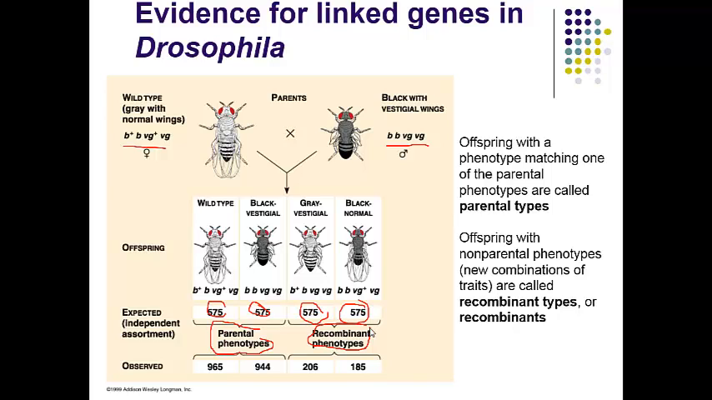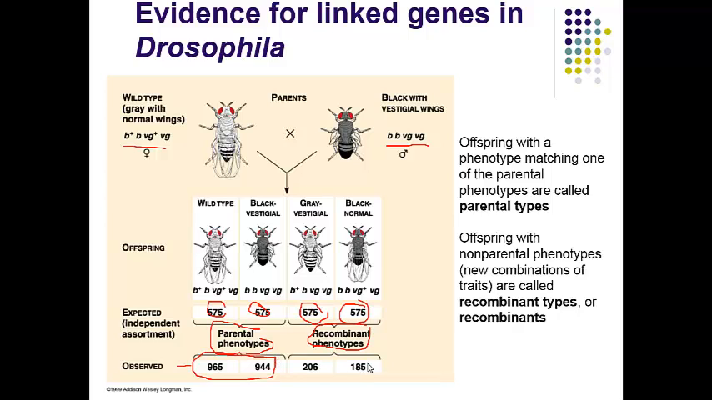When you look at the actual results in this case, the observed number of fruit flies does not match what we expected. You did not obtain that 1 to 1 to 1 to 1 ratio. Instead, more of the offspring retain the parental phenotypes. This is evidence that these two genes are linked, that they are found on the same chromosome.